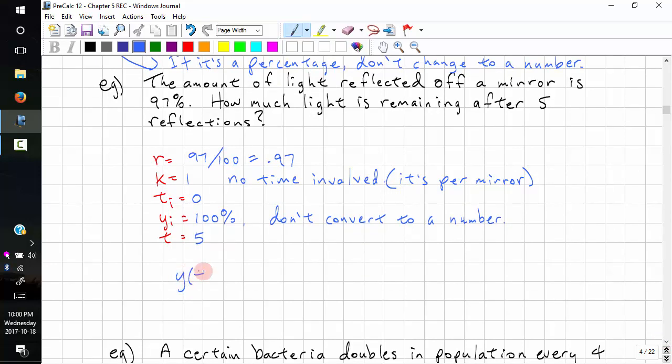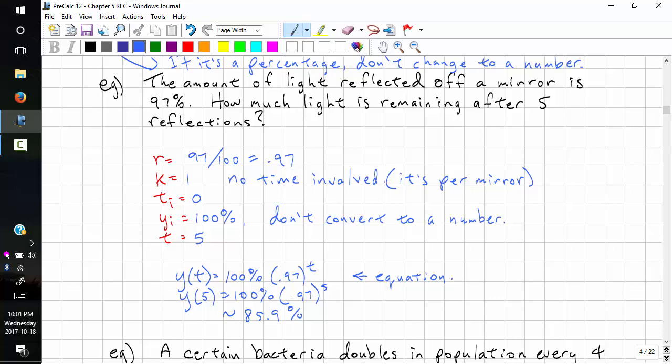So y(t) equals 100%, and our ratio is 0.97, and we can leave out the 1 because 1 times anything is itself. Come up with our equation. This is our equation. If you're asked to find an equation on a test, you need to have your parameter here and here. And then we say y of 5 equals 100% times 0.97 to the power of 5. And that gives us approximately 85.9%.